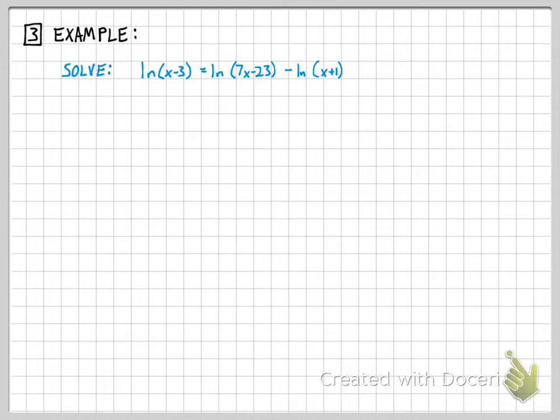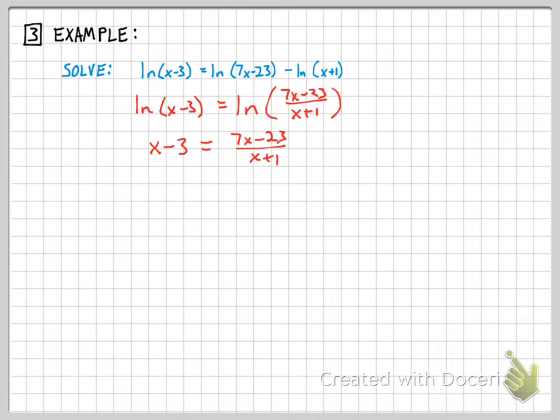Alright, let's try another example here. This time I have a single logarithm on the left side and 2 logarithms on the right side that I can combine into a single log: 7x minus 23 over x plus 1. And my one-to-one property says that x minus 3 must be equal to 7x minus 23 over x plus 1.